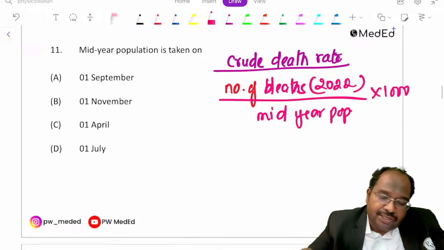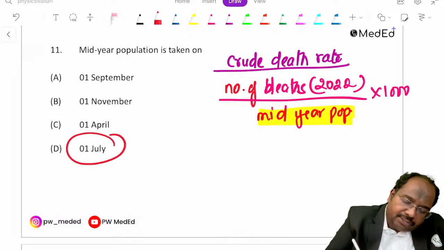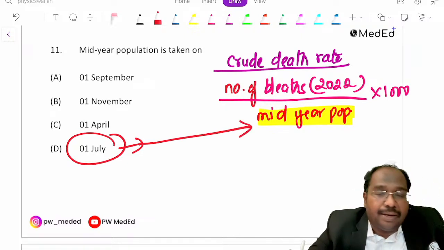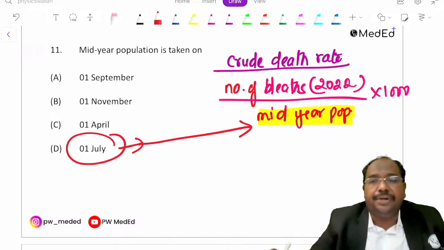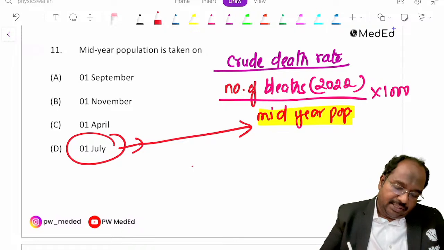So the question here is, the mid-year population corresponds to which date? The mid-year population corresponds to 1st of July, guys. Exactly mid-year. One more population we need to know. What is this? Census population. We should see census.